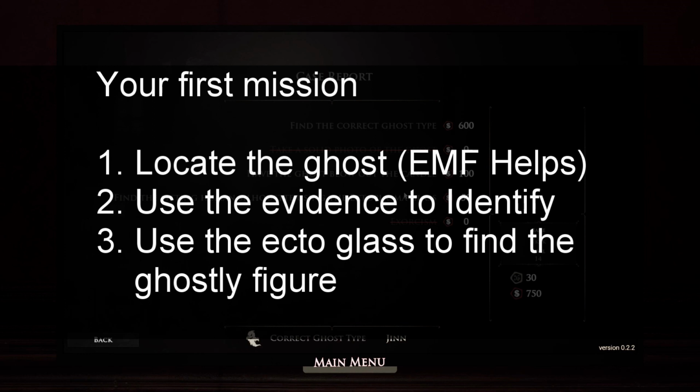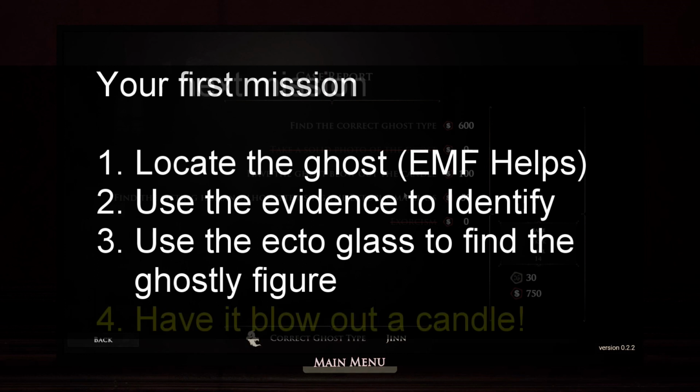Once identified, run around the house with the Ecto Glass. Hopefully you've got the time. Hopefully the ghost is not too active. Run about, locate that ghostly silhouette. Once you've found it, job done. Head back towards the tent, jump in the car, mission complete. And fingers crossed you've managed to identify the correct ghost. And you've got a lovely $600 or so in your pocket.